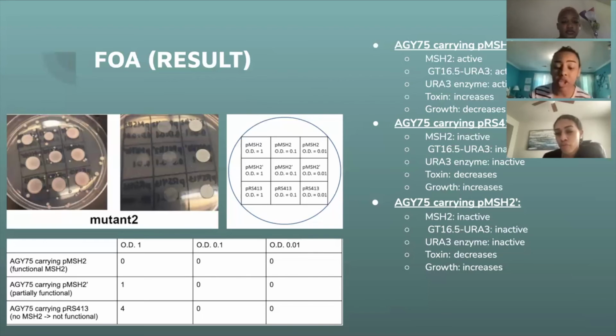However, PMSH2 prime actually has quite identical information. The MSH2 is also inactive because it is mutated, as well as the URA3 enzyme and the GT16.5. However, PMSH2 prime has a lower mutation rate in comparison to the PRS413, which is why you can see there was only one bubble observed versus 4. So the mutation rate as a whole within this experiment was determined: PMSH2 had the lowest mutation rate, PMSH2 prime had a medium mutation rate, and PRS413 had the highest mutation rate. Next slide.